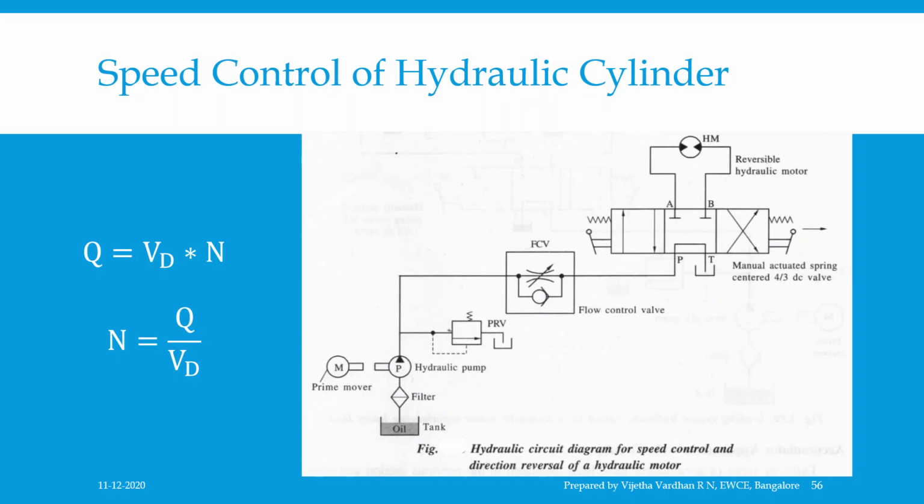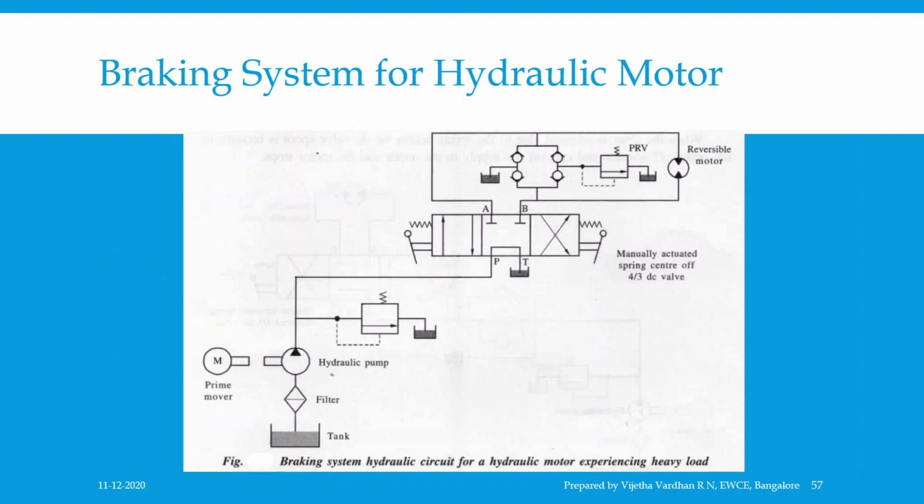Based on the external load, the pressure compensating flow control valve maintains a constant pressure drop across the throttle, thus maintaining a constant flow into the motor and hence the speed. This is how it is going to control it. And also we will understand one more concept, that is the braking system for a hydraulic motor.